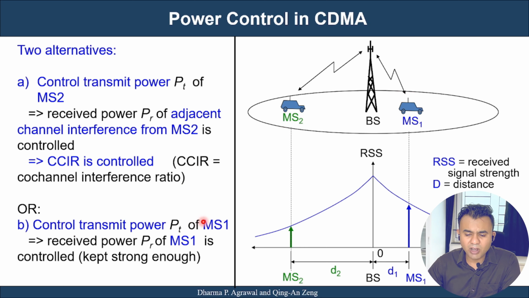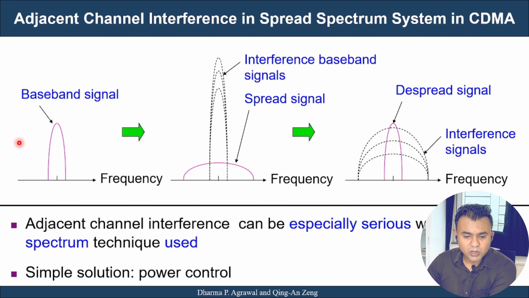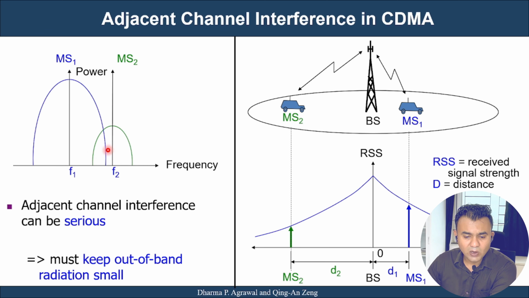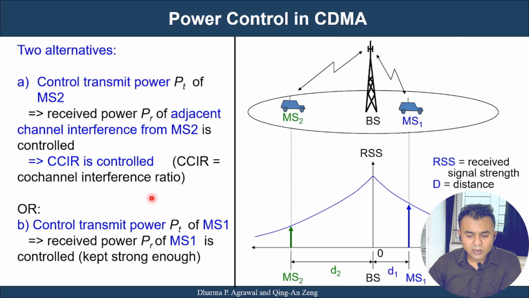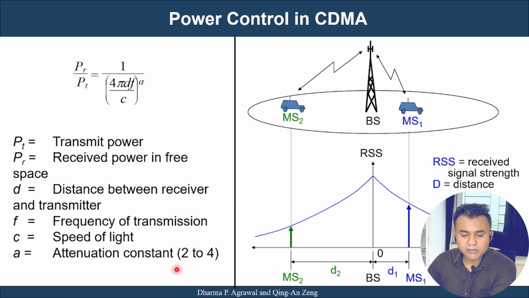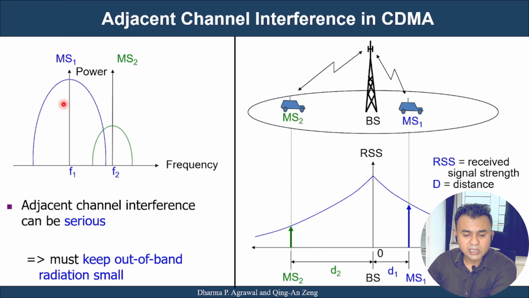Or we can control the power of mobile station 1, which is also possible, right? In this particular case, let's say mobile station 1 is creating heavy interference on mobile station 2. What I can do is control the power PT for mobile station 1, so that the received power PR of mobile station 1 is kept not too strong, so that we can receive this signal very easily. So I'll pull it down, or I can adjust this, right?